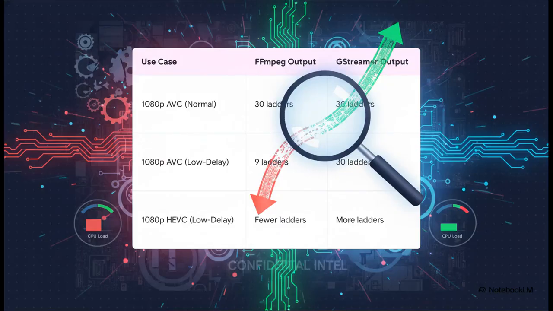And here's the intel straight from the field. Look, under normal conditions, both operatives do their job just fine. But when the mission gets tough, when it demands a low delay mode, FFmpeg's rigid pipeline really starts to struggle, dropping all the way down to just 9 encoding ladders. GStreamer, with its modular design, it just keeps going, maintaining all 30 ladders while actually using less CPU. This is stone-cold proof of its ability to adapt under pressure.